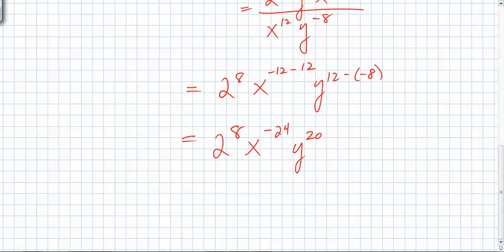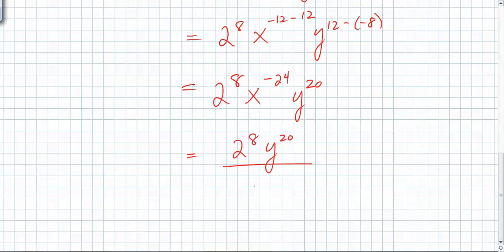So are we done? No, because there's that negative 24. So the 2 to the 8th stays on top with what else? Y to the 20th over x to the what? 24th. There's your answer right there.